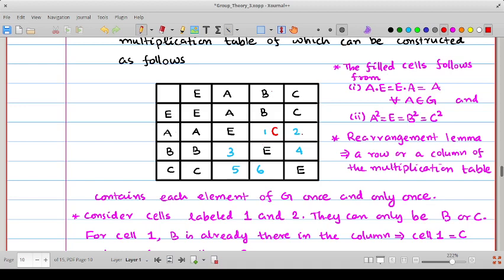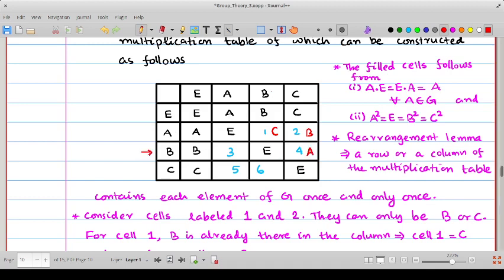Okay, now what about the possible choices for 2? Already in the row we have A and E, and here we have C also. The only remaining possibility is B here. Now we look at this column corresponding to the label C. That column contains C, B, and E. The only remaining element is A, so cell number 4 should contain A.